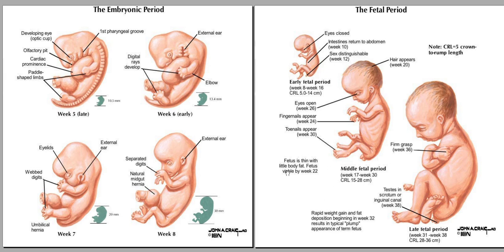There is actually little body fat by week 22, within the middle fetal period, that's around 16 to 30 weeks. That's where you have all these happening. But by the late fetal period, there is almost full differentiation happening over here. There is firm grasp by 36 weeks, and also for the males, the testes are in the scrotum or inguinal canal by week 38, and that's the late fetal period.